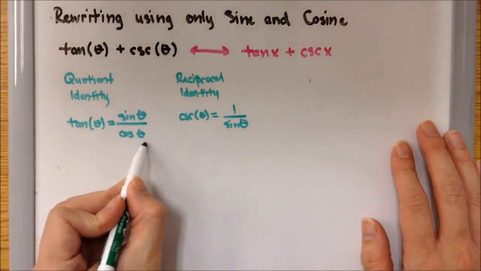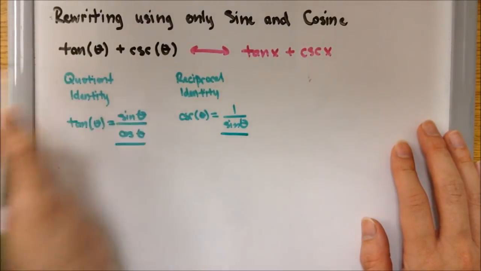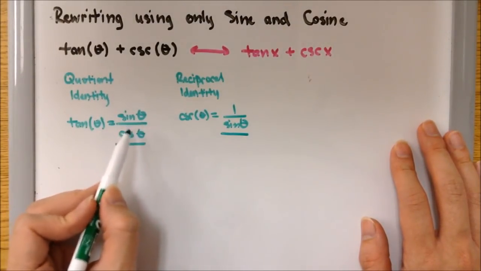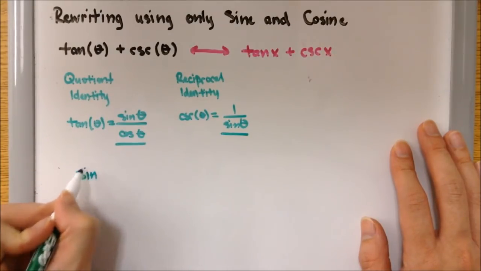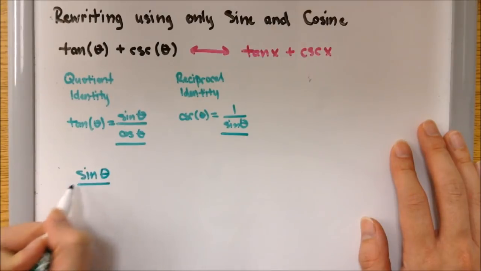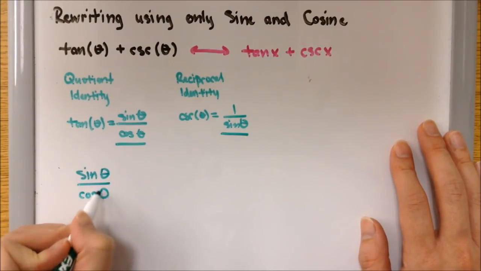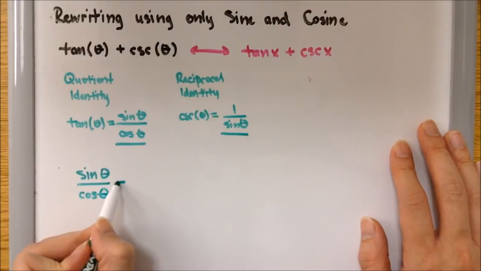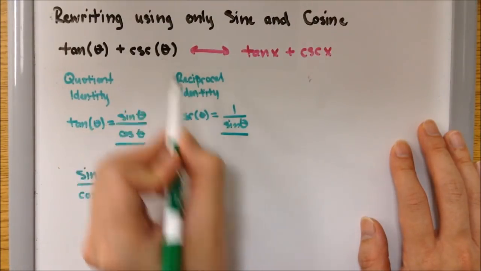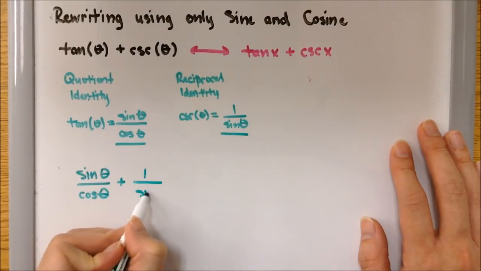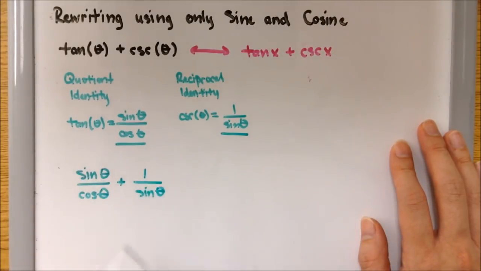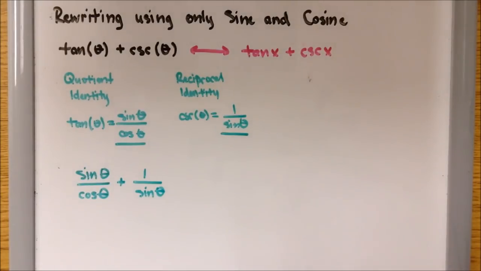So I'm going to rewrite it in this form. Tangent theta was sine theta over cosine theta, so I'm going to write that right here. Plus, cosecant theta was 1 over sine theta, so I'm going to write that right here. Now, there are two fractions being added together, but you cannot add them because they have different denominators.